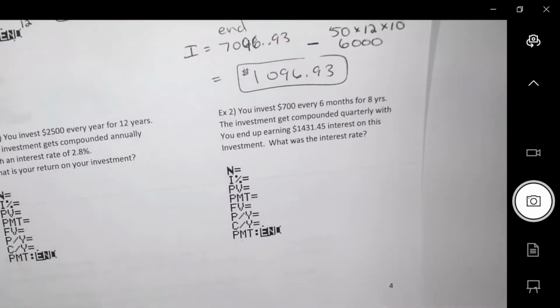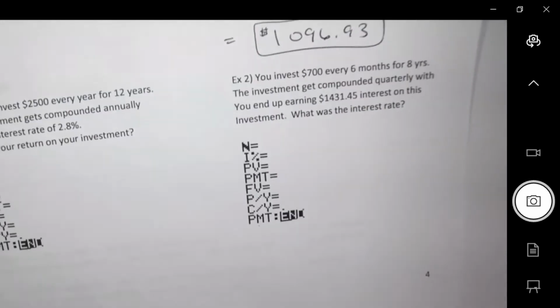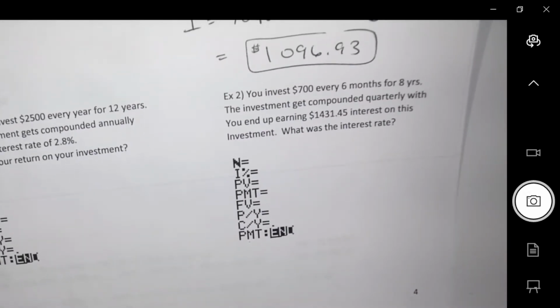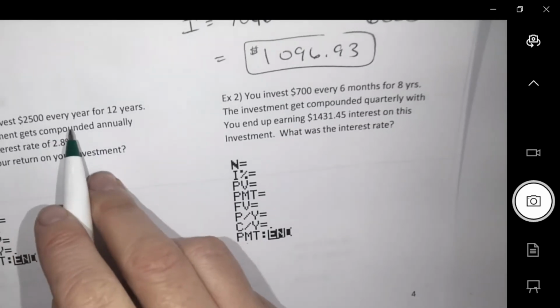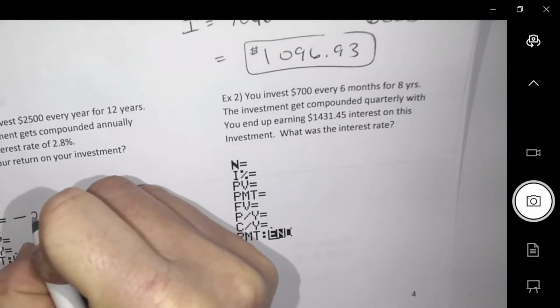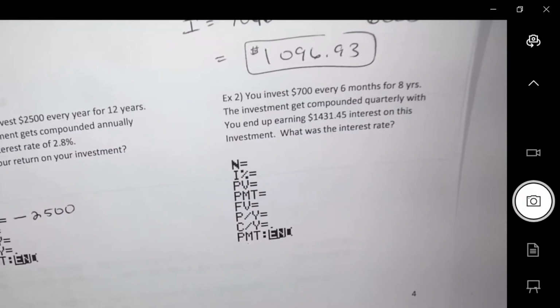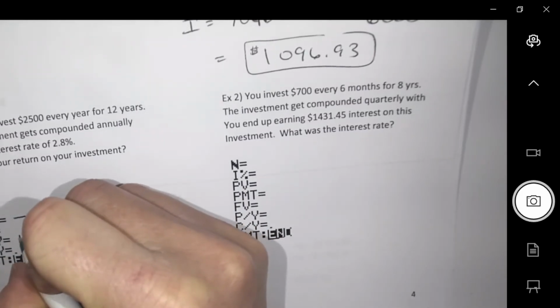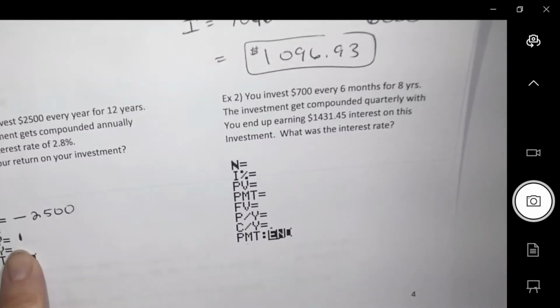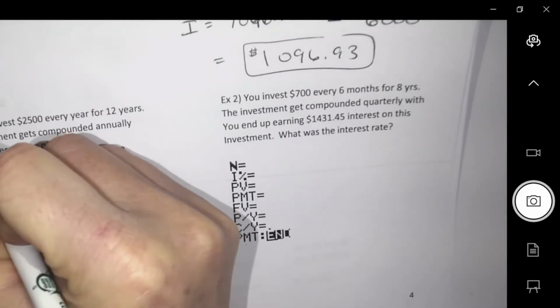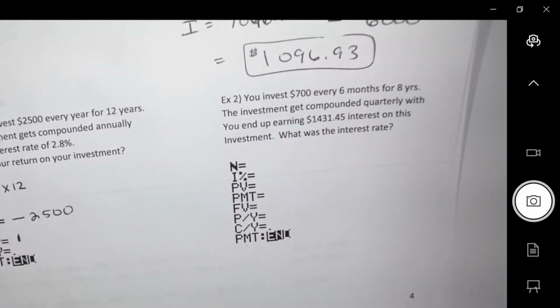Okay, number 3. You invest $2,500. So payments minus $2,500 on the payment every year. So I'm going to go to payments per year. I'm going to write a 1. I only make that payment once a year for 12 years. So 1 times 12 is the N. 1 payment a year for 12 years.